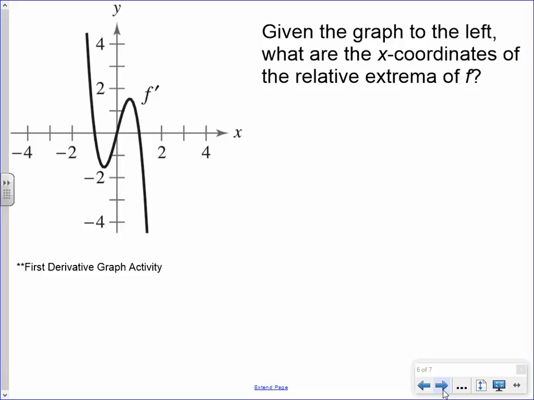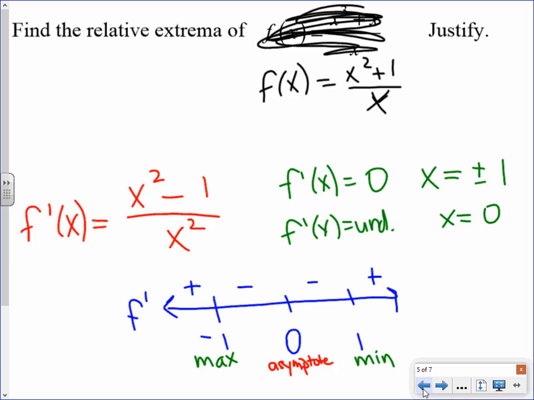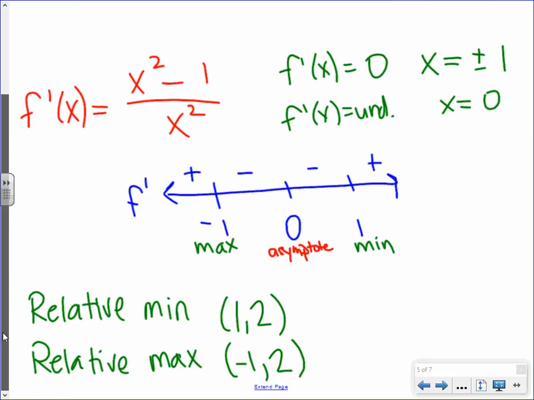For the last one, for the maximum, should it be -1, -2? Because it's a... Yep, it should be. Thank you. Thank you for catching that.